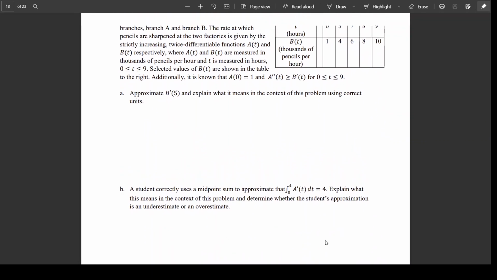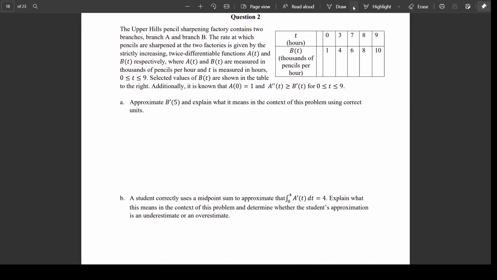So we have the Upper Hills Pencil Sharpening Factory, which contains 2 branches, branch A and branch B. The rate at which pencils are sharpened at the 2 branches is given by strictly increasing twice differentiable functions a of t and b of t respectively, both measured in thousands of pencils per hour, where t is measured in hours, between 0 and 9. Selected values of b of t are shown in the table to the right. Additionally, it is known that a of 0 equals 1 and a double prime of t is greater than or equal to b prime of t for 0 less than or equal to t less than or equal to 9.